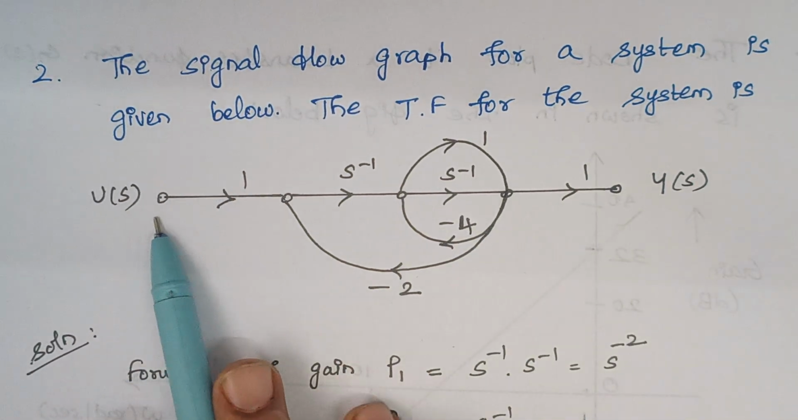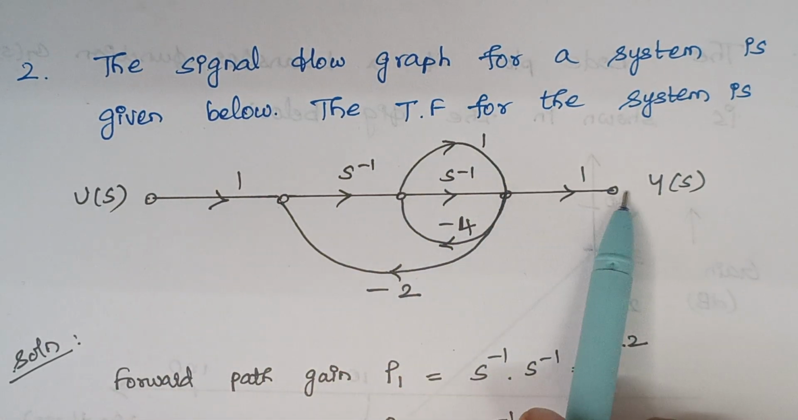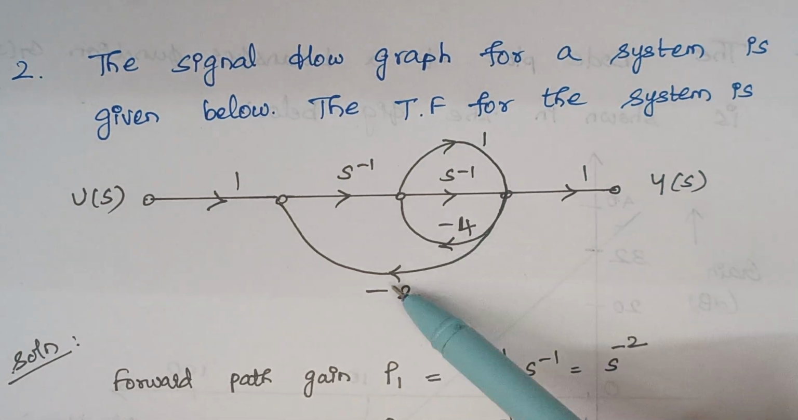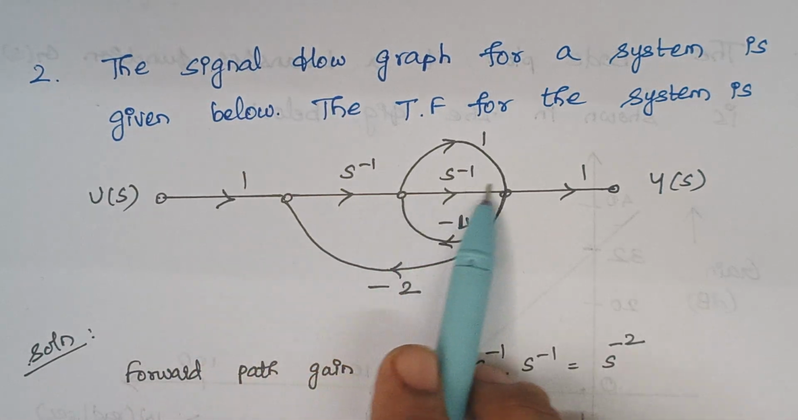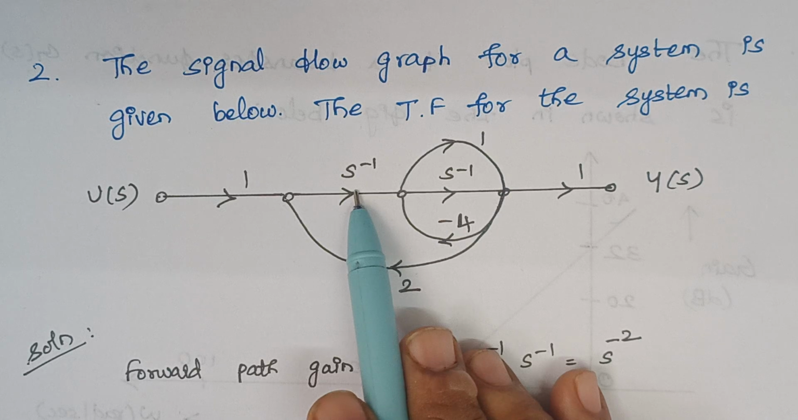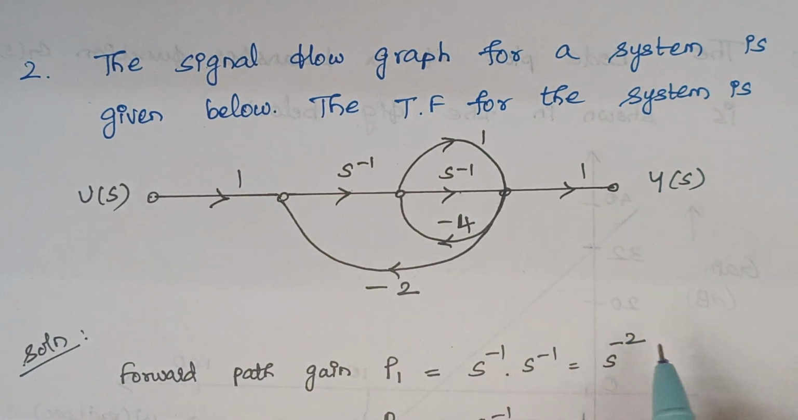You see, this is our first forward path and this is our second forward path. Okay, there are no more forward paths because these two arrows are in reverse direction, right? So in this forward path, what are all the gain values? They are s to the power 1 into s to the power minus 1 into s to the power minus 1 into 1. So what happens? That becomes s to the power minus 2, right?